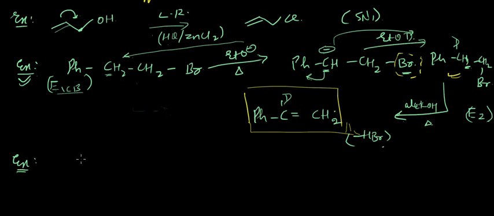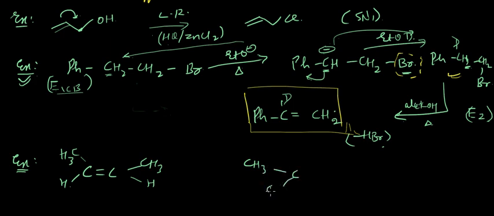Okay, so the next example is we have something like this, and we want to compare the stability of this with, obviously, this. So which is more stable, this one or this one?